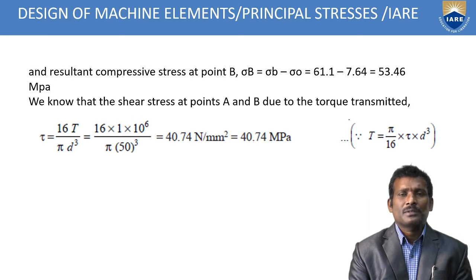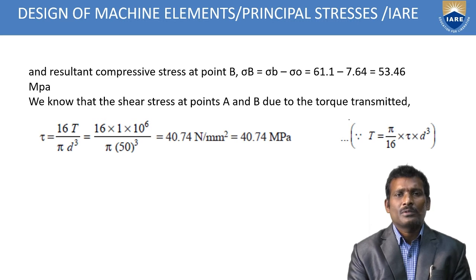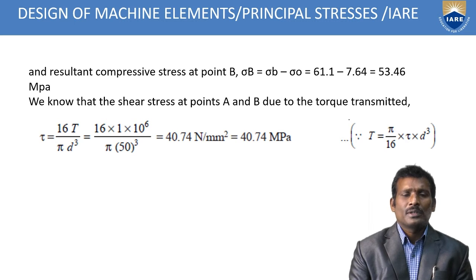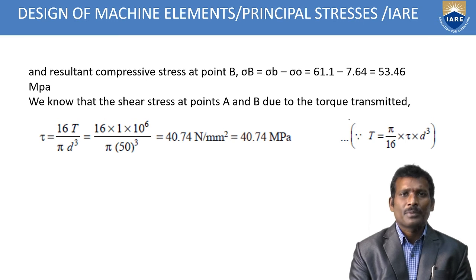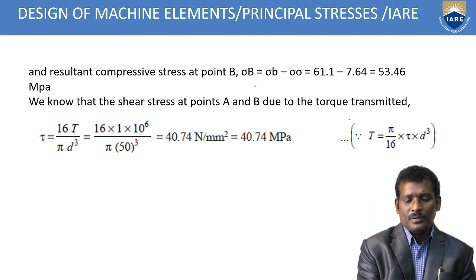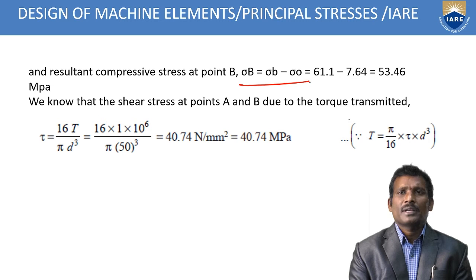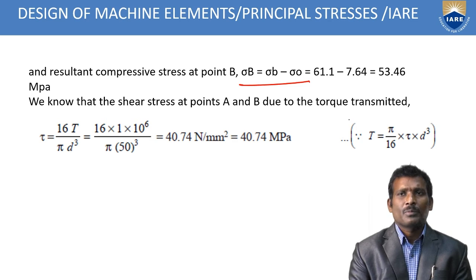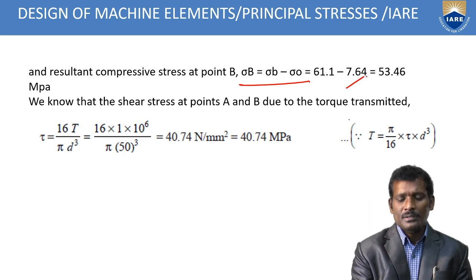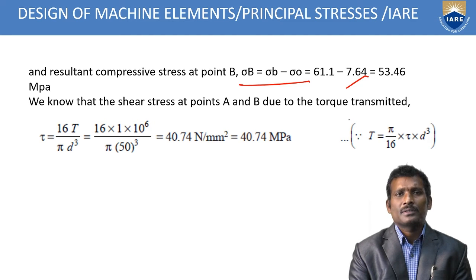So find out the resultant compressive stress. Here the compressive nature is the lower one; the nature of the bending moment load on the lower one is compressive. The bending stress is compressive. Clear? So that's why use the negative sign. So here sigma B minus sigma 0. So the upper one is tensile and the lower one is compressive. For compressive stress, use a negative sign. So 61.1 minus 7.64, you will get 53.46.